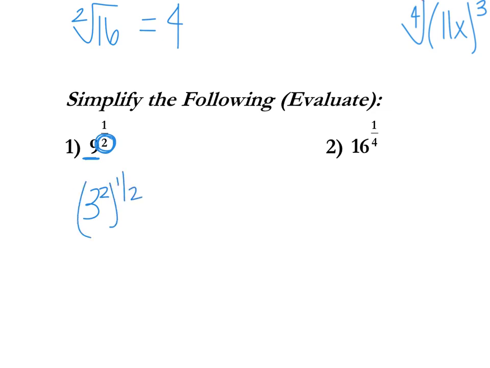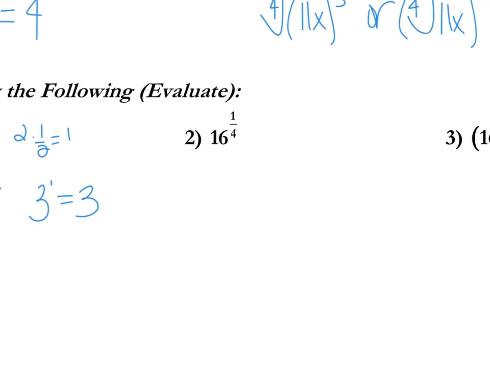Then when you take a power to a power, you multiply the exponents. So you multiply the exponents. That's just going to be 2 times 1/2, which is 1. So this equals 3. Okay.